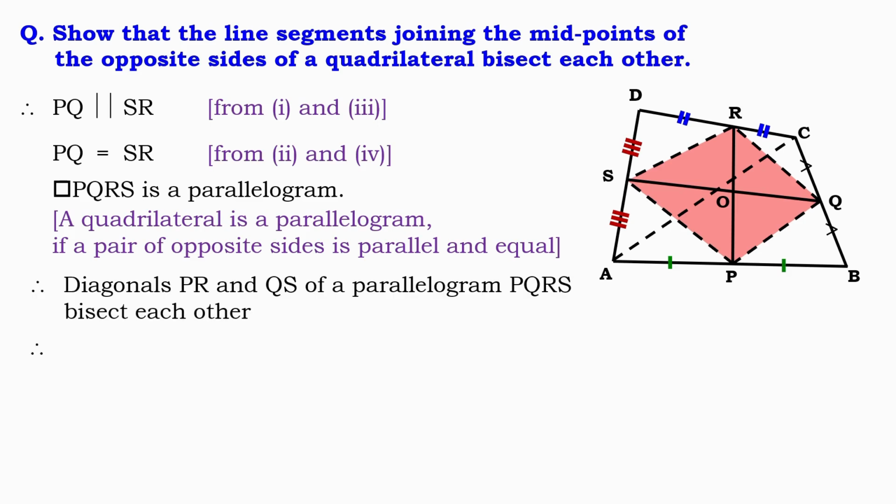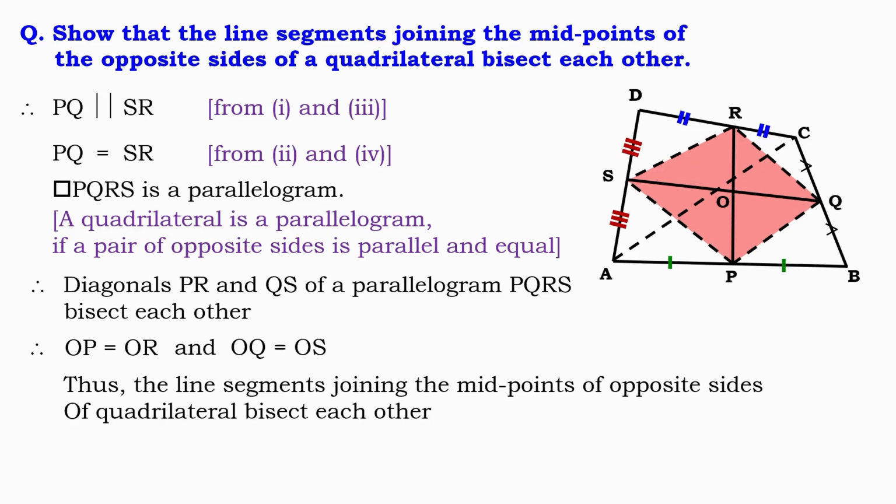Correct? And using the properties of a parallelogram, we know that the diagonals of a parallelogram bisect each other. So in this case, the diagonals PR and QS of parallelogram PQRS will bisect each other. So OP equal to OR and OQ equal to OS. So that's what they're asking. Thus we can say that the line segments joining the midpoints of opposite sides of a quadrilateral bisect each other. So whatever the statement given, it is proved. Okay, hope it is clear to you.